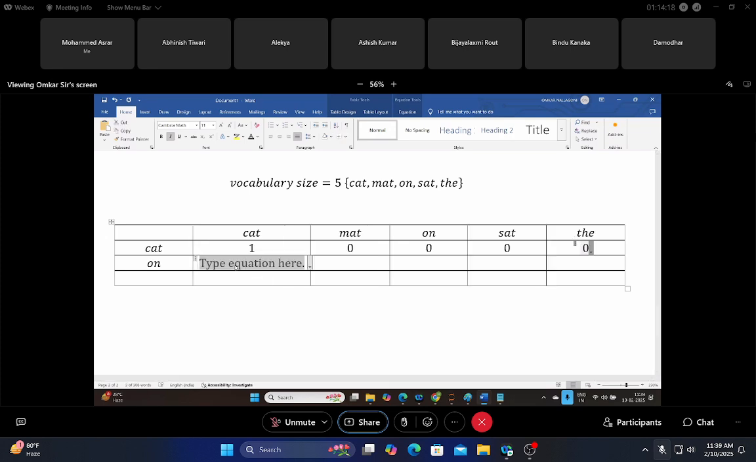Come on, note it down. Understood? Not understood this? Then why are you seeing my face? This is your vocabulary. Wherever the vocabulary is there, that is your one. Remaining all are zero, simple only.